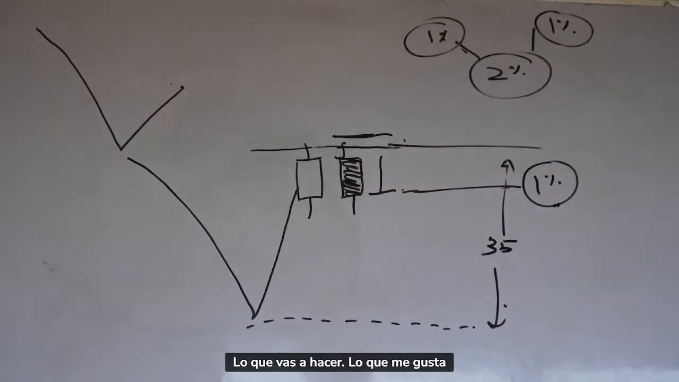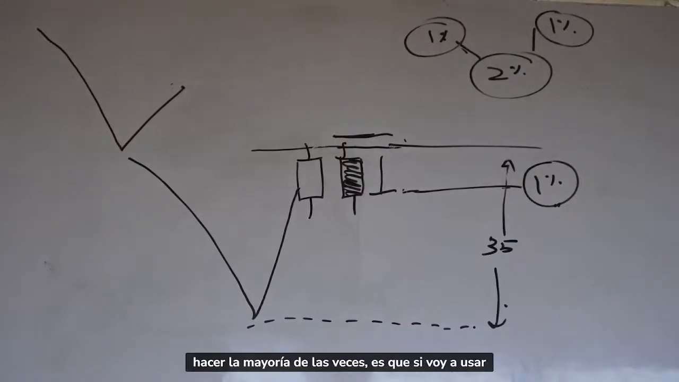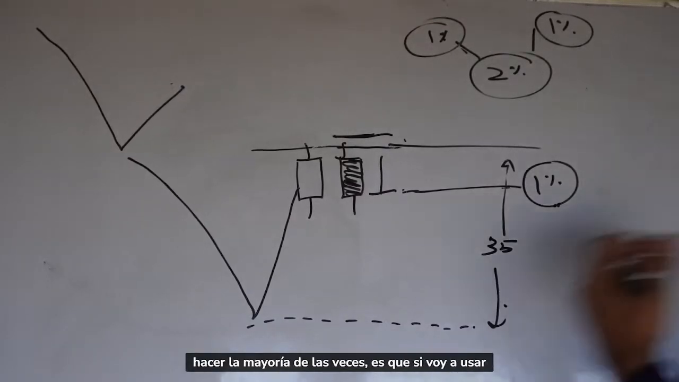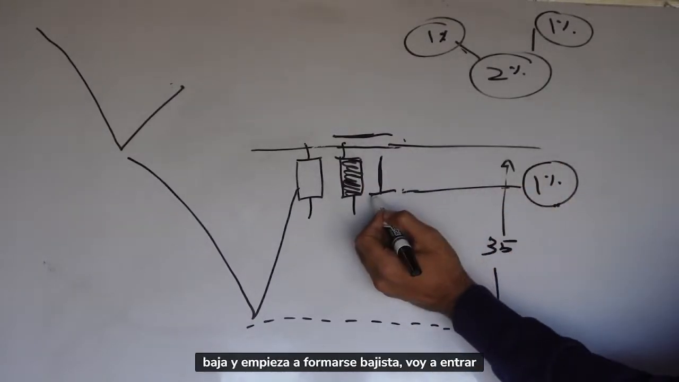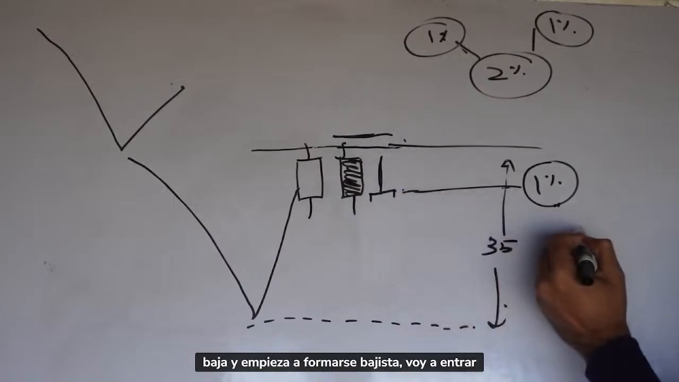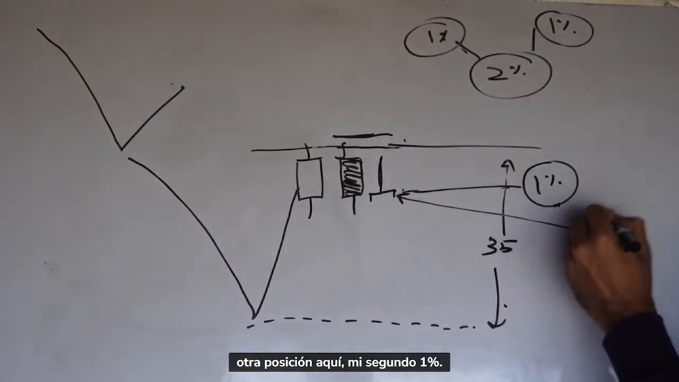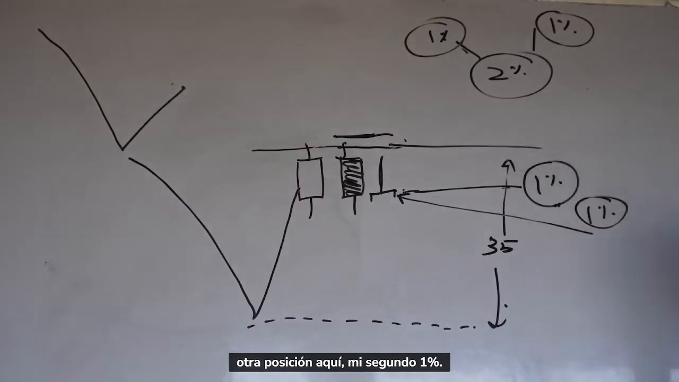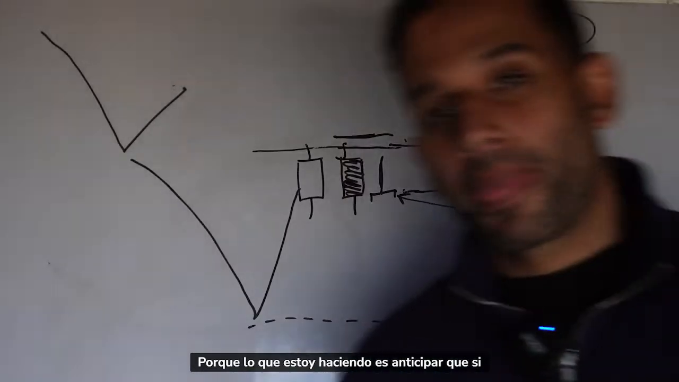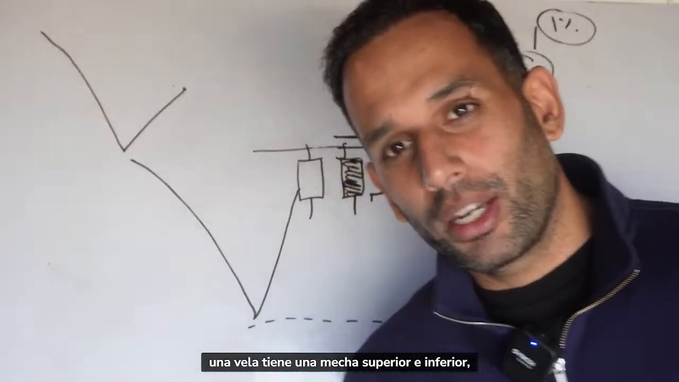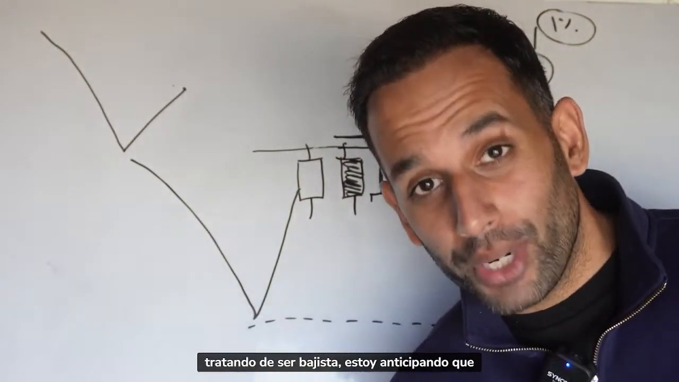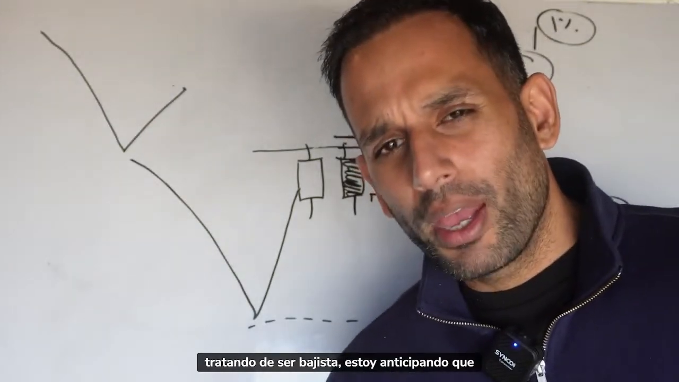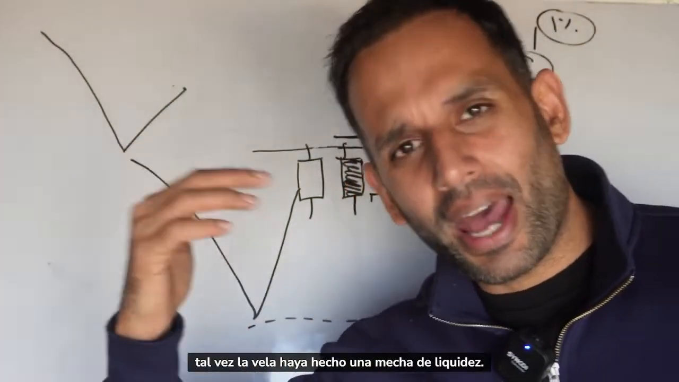enter a second position. What I like to do most times, if I'm going to go for a dynamic risk, is that as price starts to come back down and starts to form bearish, I'm going to enter another position right over here. My second 1%. Because what I'm doing is I'm anticipating that if a candle has a top wick and a bottom wick, and if price is breaking its own low and trying to go bearish, okay, maybe the candle has made that liquidity wick.